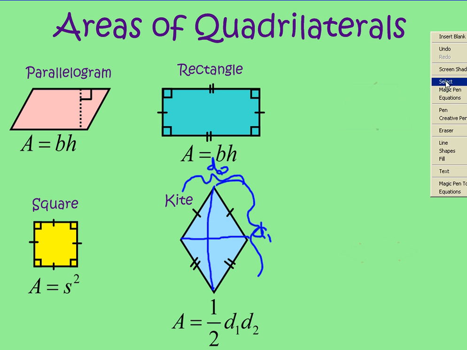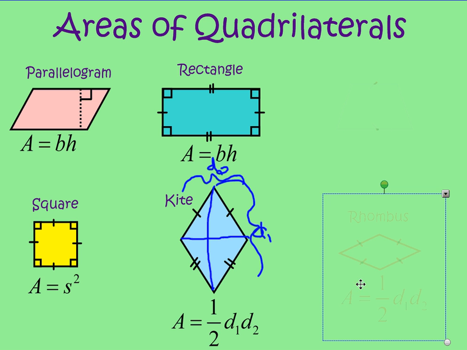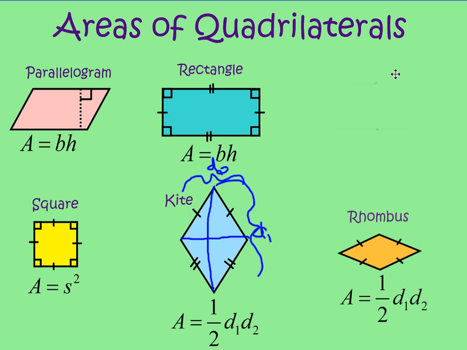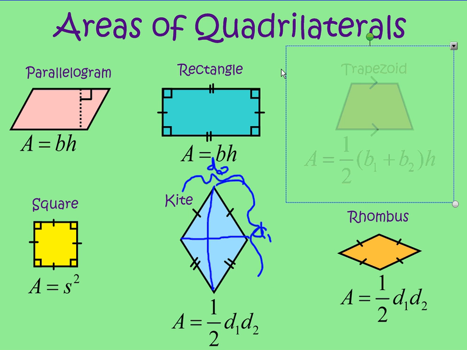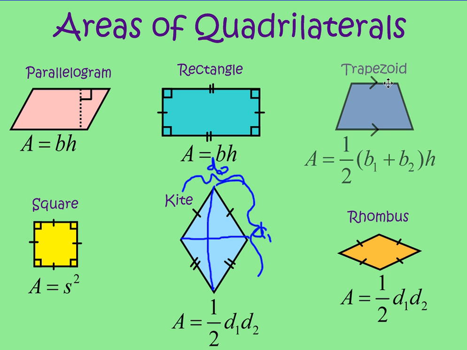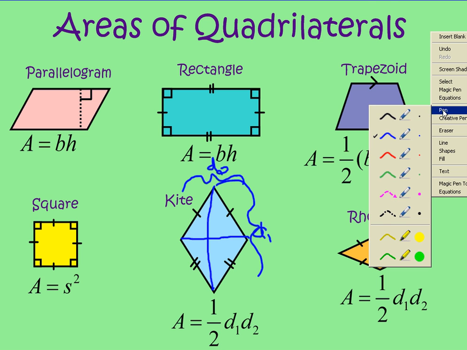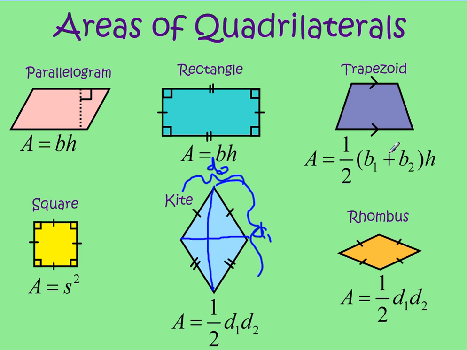Now we also have our rhombus, which is also the same formula, 1/2 diagonal 1 times diagonal 2. And then last but not least, we have our trapezoid. And the trapezoid is base 1 plus base 2 times your height, and then multiply that by 1/2 or divide by 2. And just like we had with the parallelogram, your height is going to be the distance between these two bases. And you're going to know that because it's going to be the line segment that's perpendicular to both of the bases. These are all the formulas.